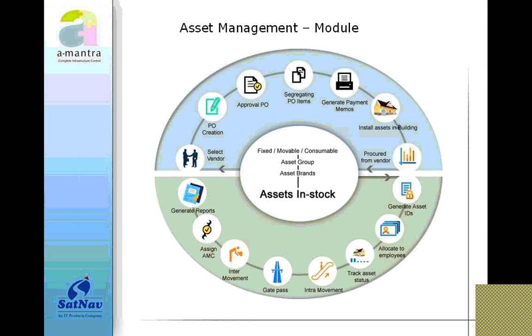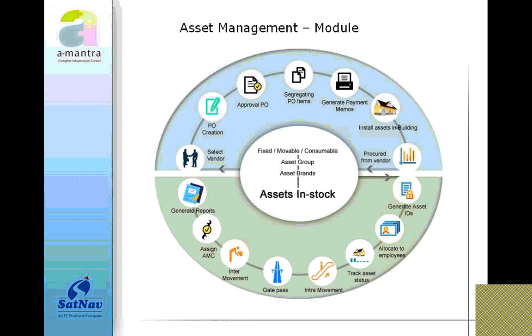Then coming on to the asset management module. The asset management module is divided into 2 groups: one is before procurement and the other one is after procurement. The assets are divided into 3 types. We call it a fixed asset if it is tagged to a space, a movable asset if it is tagged to the employee, and consumable assets which have a stock register and an owner.